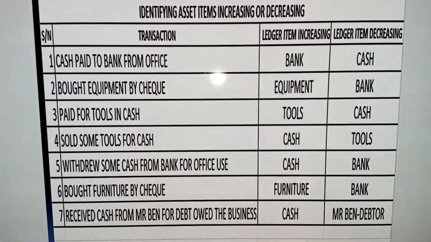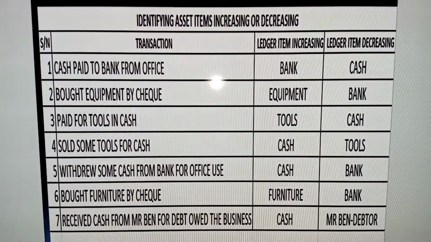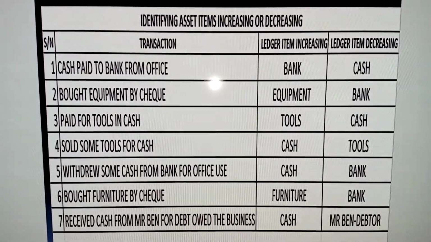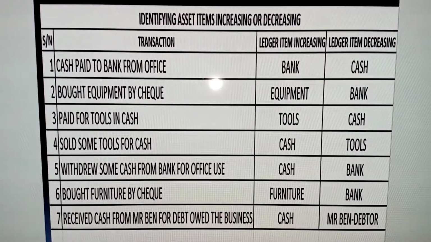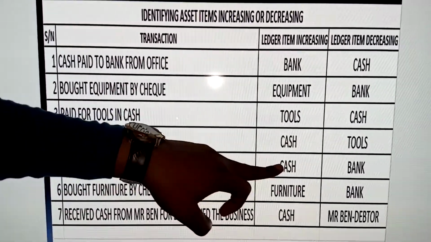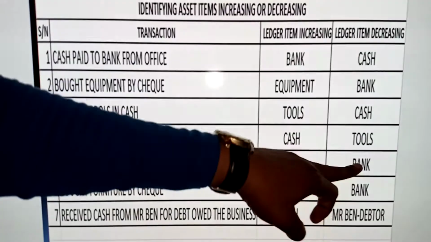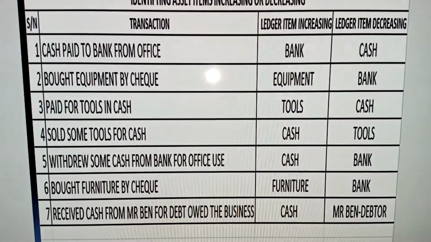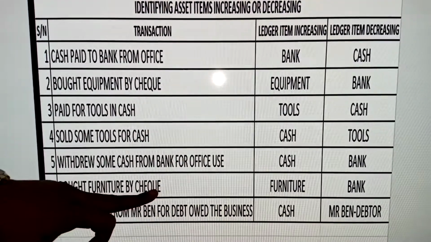The next one said withdrew some cash from bank for office use. So you're taking money from the bank and putting it in the cash in the office. So the money in the bank will decrease, and then the money in the office, that's the cash in the office, will increase. So the increasing ledger item here is cash. The decreasing ledger item here is what? Bank.